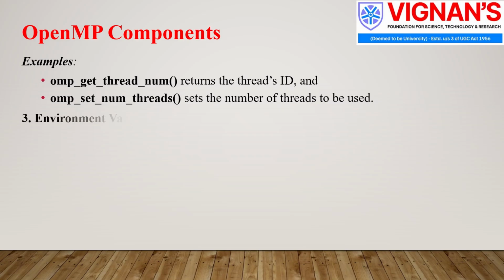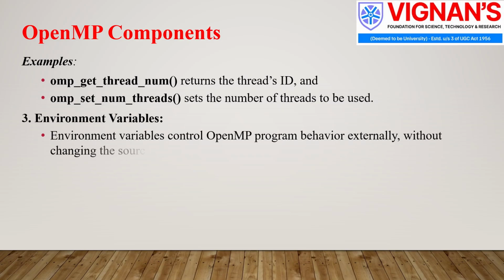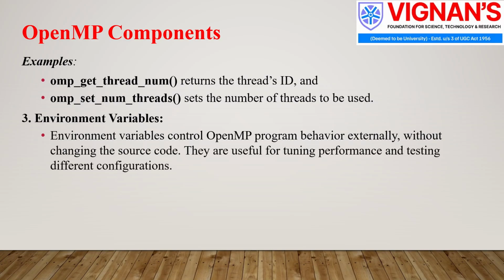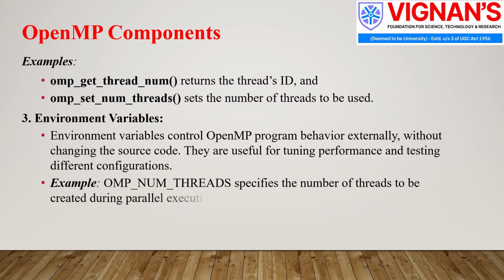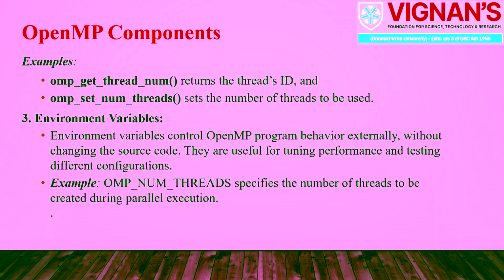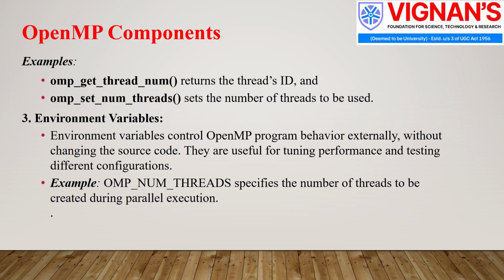Environment variables. Environment variables control OpenMP program behavior externally, without modifying the source code. They are commonly used to tune performance and test different execution configurations. Example: OMP_NUM_THREADS. For example, the environment variable OMP_NUM_THREADS specifies how many threads are created during parallel execution. This allows flexible control over parallelism without changing the program.